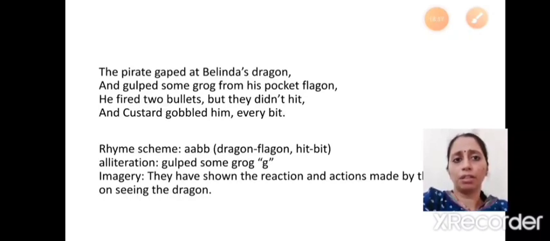Alliteration: gulped some grog. Again, the sound of G is repeated. And imagery, how the pirate reacted. He was looking at Belinda's dragon. He gulped some grog. So you must have imagined this also. He must have removed a flagon, and he must have gulped some grog. And then he must have fired two bullets. So all these things you could have imagined when I was explaining, and these lines created an image in your mind. So the figure of speech is imagery.